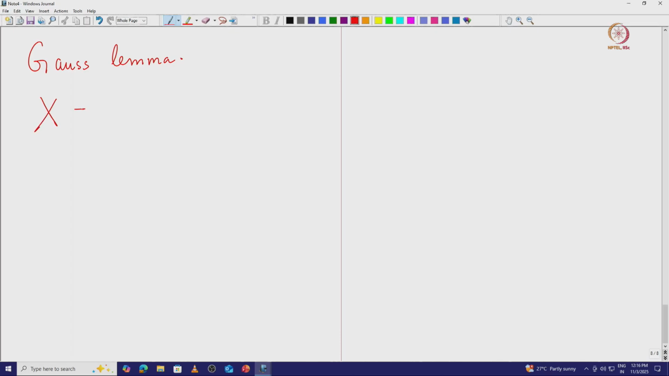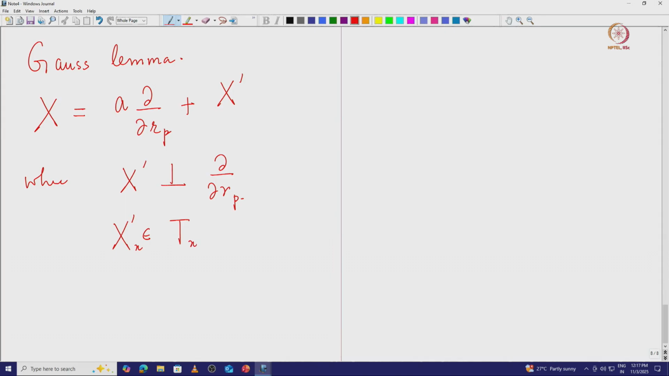So by the Gauss lemma, given this X, we can decompose it into a component along this radial vector field plus X prime, where X prime is perpendicular to del by del Rp. That is exactly the statement of the Gauss lemma: X prime is perpendicular to this, and X prime at any point lies in the tangent space to the corresponding geodesic ball.